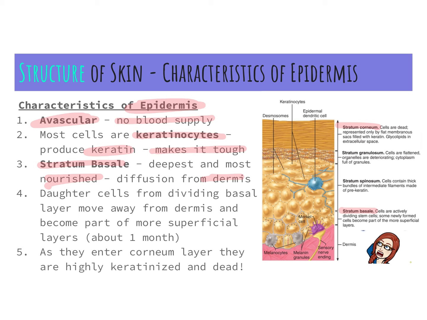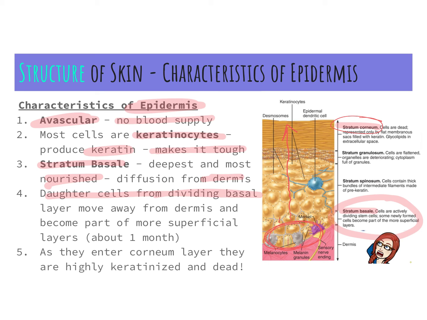The stratum basale is also where all of the dividing cells are. So this is where division of skin cells is actually occurring. What happens is the skin cells are produced in the basal layer, and then they slowly move their way up to the more superficial layers. By the time they reach the stratum corneum, those skin cells are super keratinized, dead, and very, very tough.